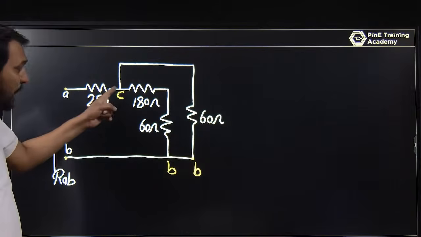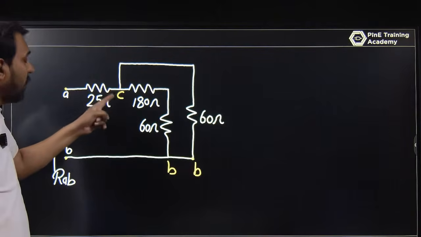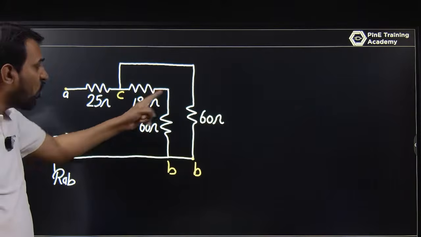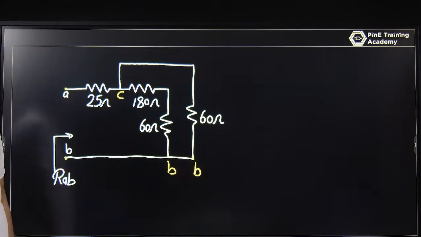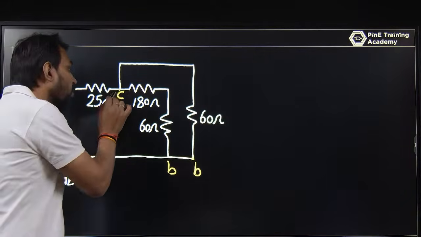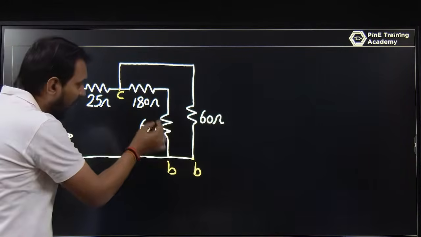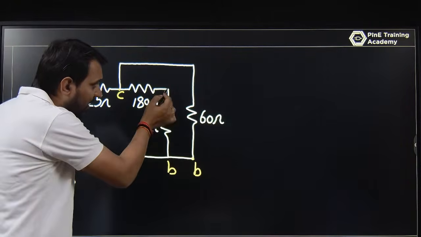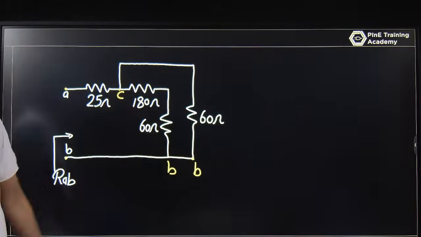And this node is a principal node. This is not a simple node. That C point is where the 25 ohm, 180 ohm and 60 ohm, three elements, are connected. This is a principal node, a node at which more than two elements are connected. This is the simple node where 180 and 60 are connected. If you are looking from C to B, they are in series.